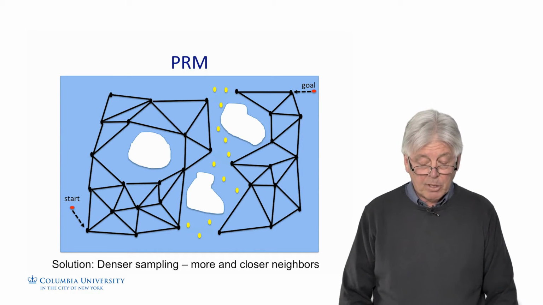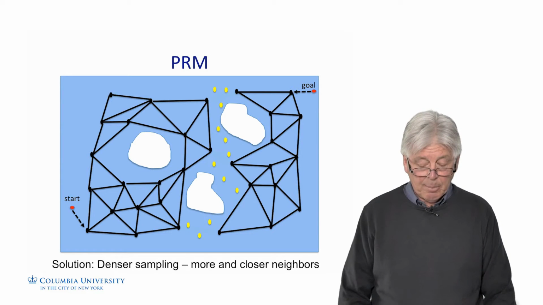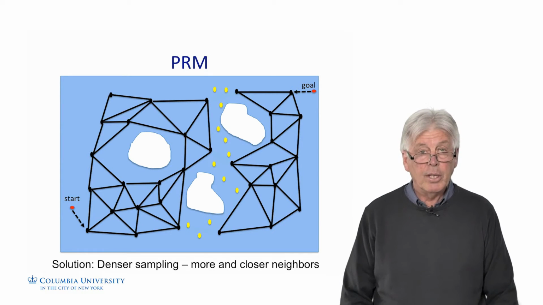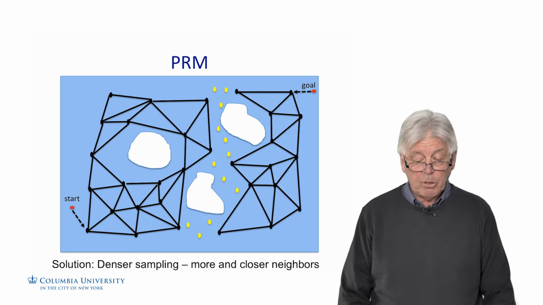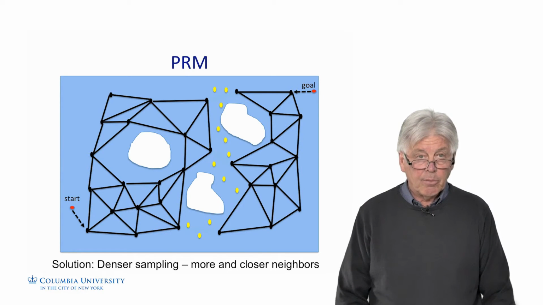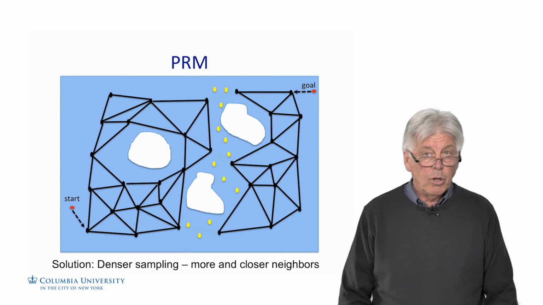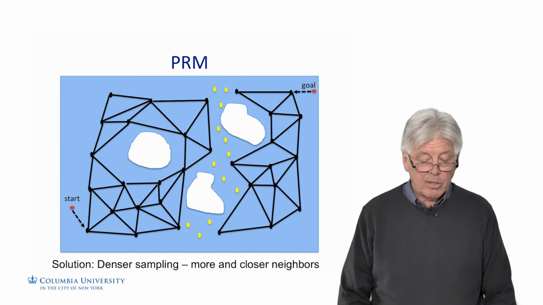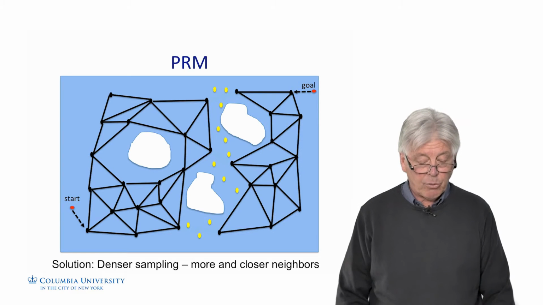So what do we do to solve this problem? What we can do is denser sampling, more and closer neighbors, to try to make sure that we hook up between any two arbitrary positions, okay? And there are very simple graph search algorithms which will tell you if a graph is connected. So you can check for that ahead of time before you actually try to use the planner.